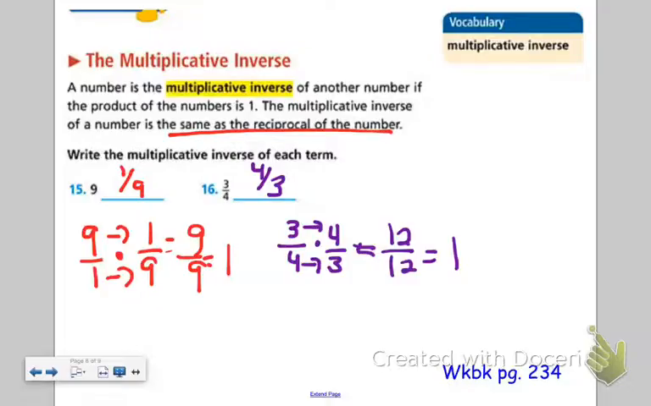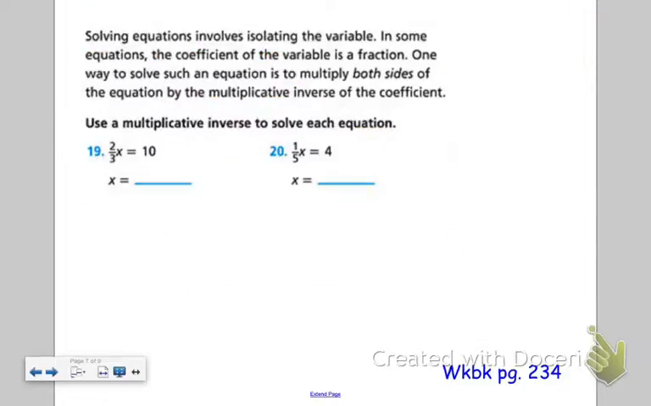Now you're probably thinking, why do we need to know multiplicative inverse? I'm going to show you. If you look at page 234, solving equations involves isolating the variable, which we've talked about before, trying to get the variable by itself. In some equations, the coefficient of the variable is a fraction. Remember we said the coefficient is the number that multiplies the variable? Well, what if your coefficient is a fraction? One way to solve such an equation is to multiply both sides of the equation by the multiplicative inverse of the coefficient. So let me show you what I'm talking about here.